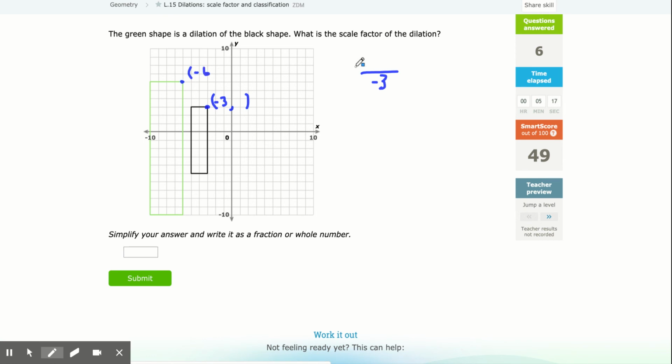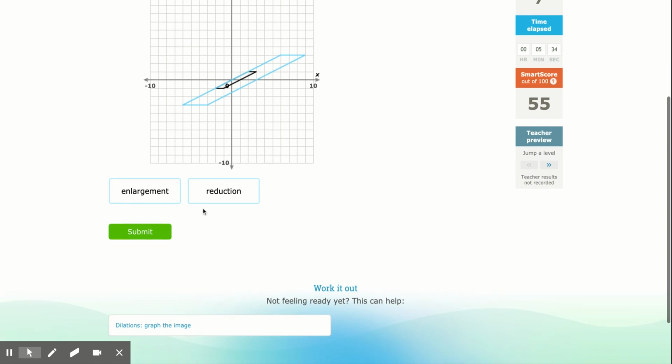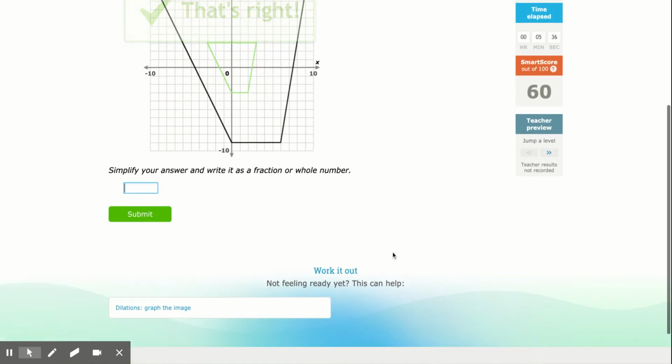-6. So we do -6 over -3, and that reduces to a scale factor of 2. By the way, all your scale factors should be a positive number, positive fraction, or a positive integer. So again, this is an enlargement.